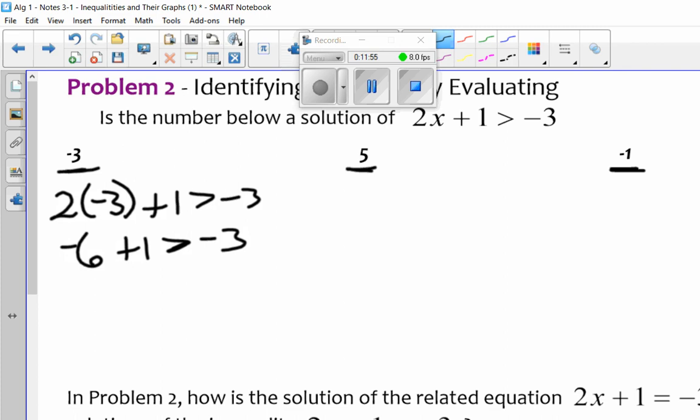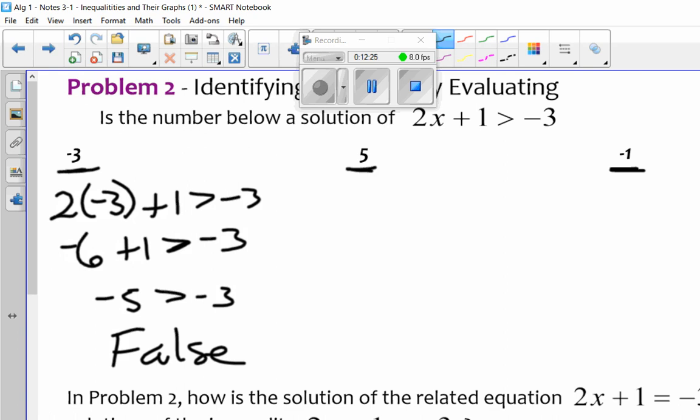I'm going to put these two together on the left. I get negative 5 is greater than negative 3. True or false? Well, we always kind of use 0 as my landmark. Whatever number's closest to 0 is the biggest when it's negative. Well, negative 3 is closer to 0 than negative 5. So negative 3 is actually greater than negative 5. So this is false.